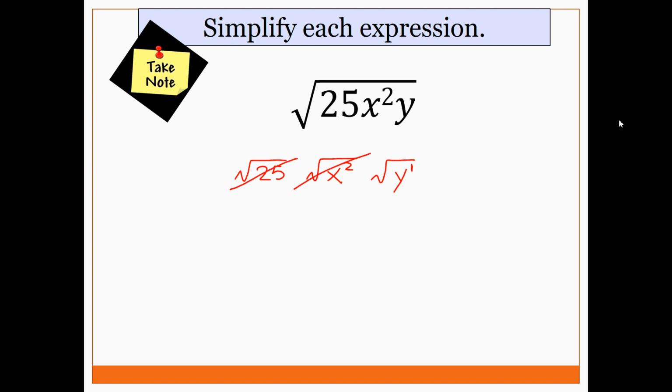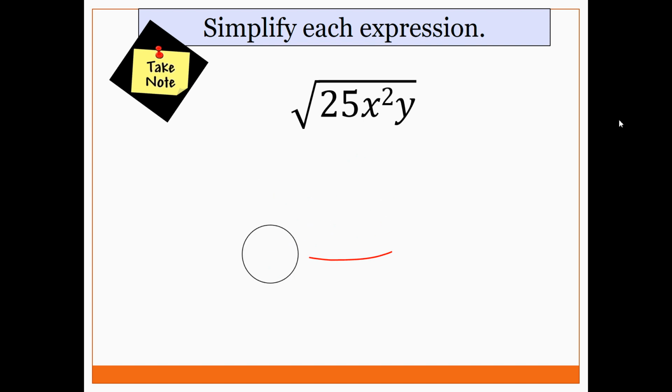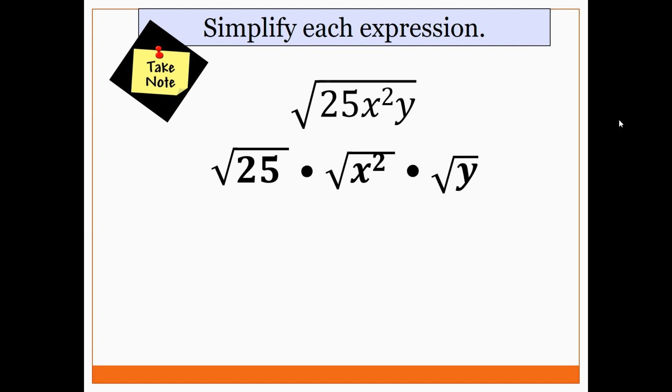The square root of 25 is 5. The square root of x squared is x. And since we can't take the square root of y to the first power because it's not an even numbered exponent, we're just going to leave it underneath. And there is our simplified answer, 5x root y. So there it is again. Take the square root, take the square root, pull them out, 5x root y.